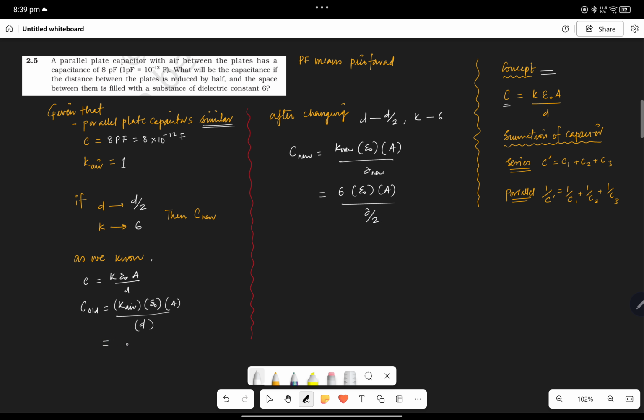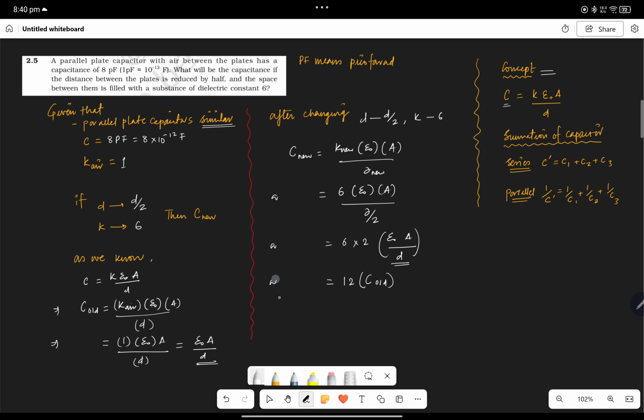Now C old, with K air being 1, is epsilon naught A by D. Here C new, the 2 goes up into the numerator, so it is 6 into 2 epsilon naught A by D. And now you can see that the term epsilon naught A by D is the same as C old. So C new is 12 into C old.